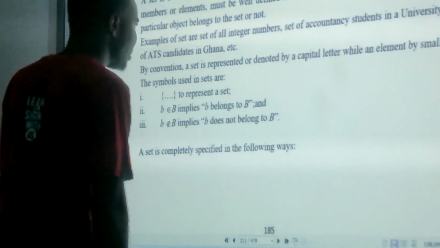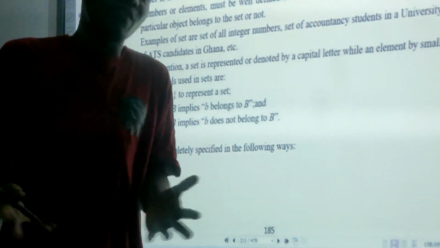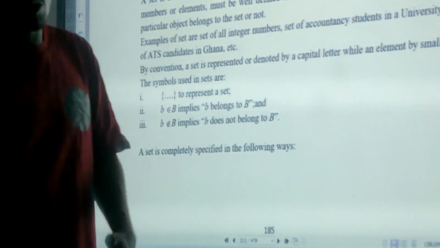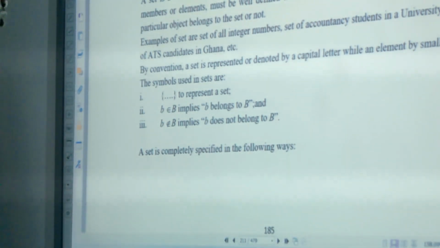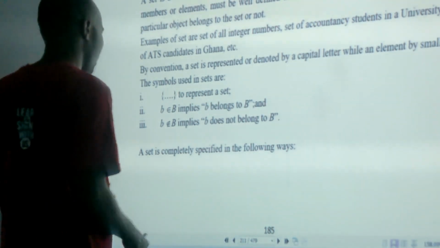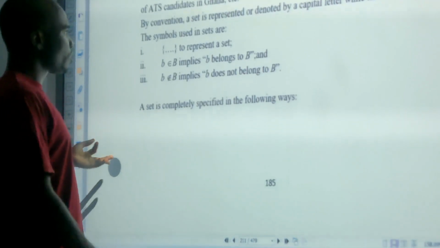For instance, if I say set A consists of students in this class, that means I've defined you well. Those people who are in the class, coming to work, one way or the other, always available. Those that are not available as far as this video is concerned are not included.